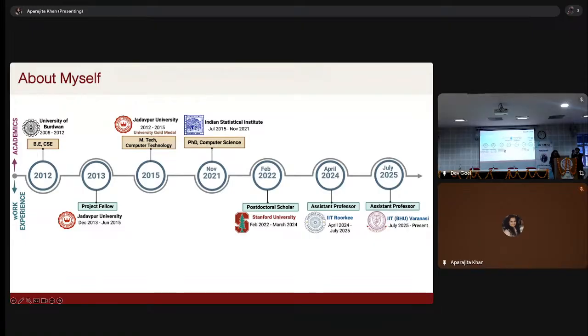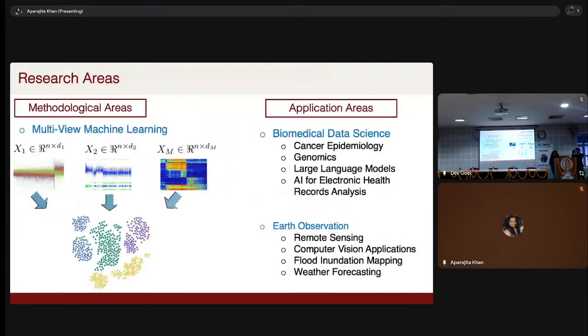So I did my postdoc from Stanford. Prior to joining IIT BHU, I was a faculty in computer science and engineering. And these are my research areas of interest. So from a methodological perspective, I'm more of a core machine learning and statistical person who likes to work in linear algebra and optimization over, say, Euclidean and non-Euclidean spaces.